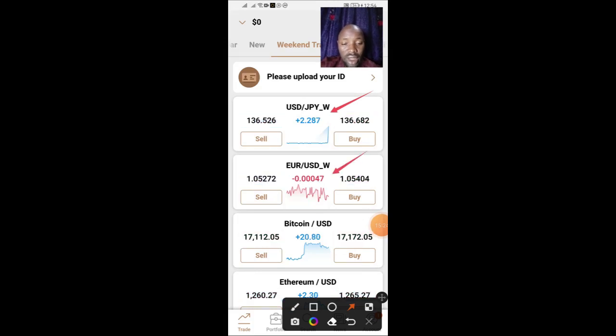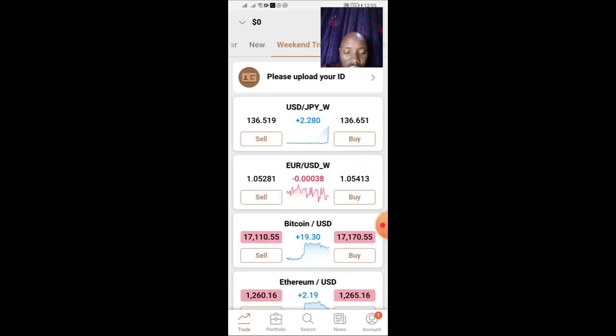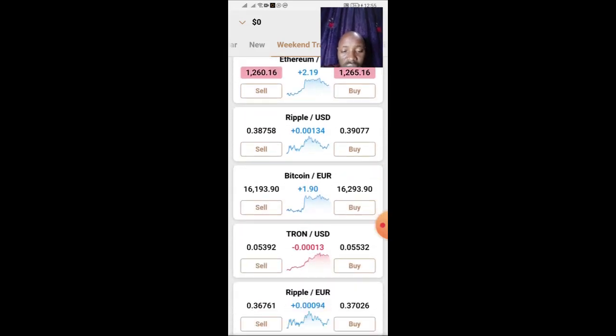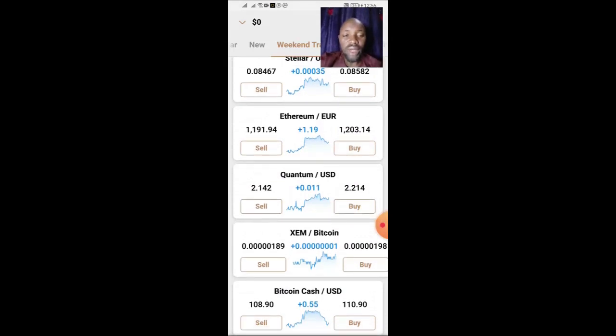You trade Bitcoin USDT, and Ethereum USDT, and also US dollar slash Japanese yen, and all these are the assets you can trade during the weekend, but most of them are cryptocurrency assets.